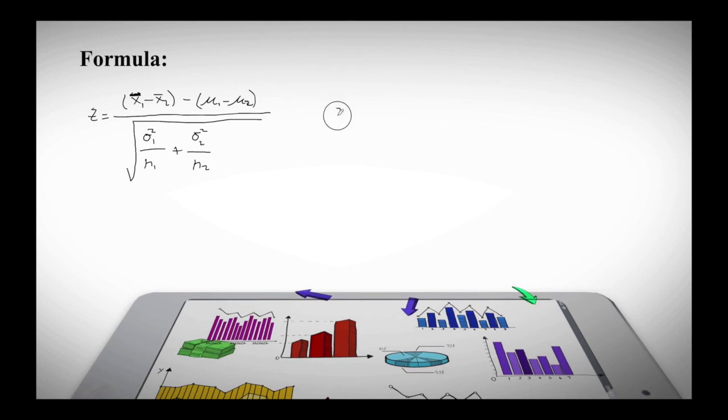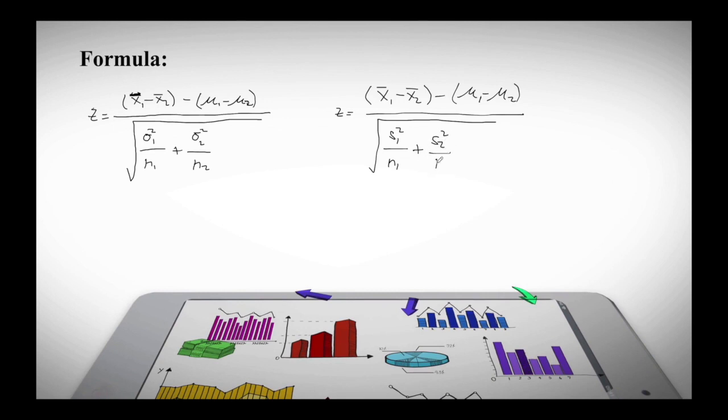The second formula is almost the same as the first one. X sub 1 minus x sub 2, these are all bars, so they are the means, minus mu 1 minus mu sub 2, all over the square root of s sub 1 squared over n sub 1 plus s sub 2 squared over n sub 2. Now, what are these variables?